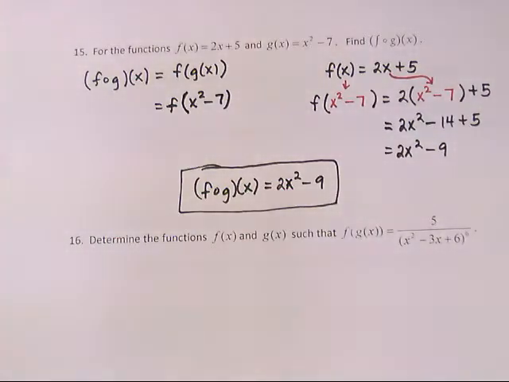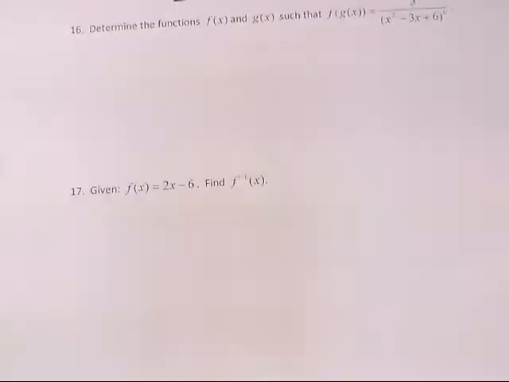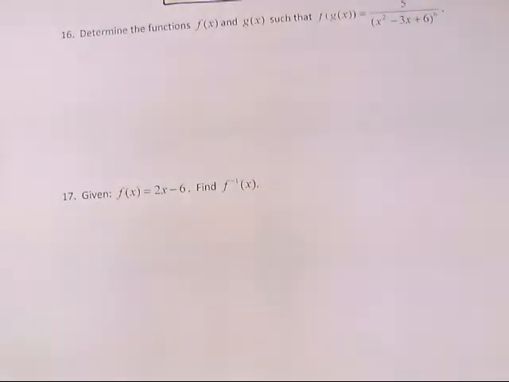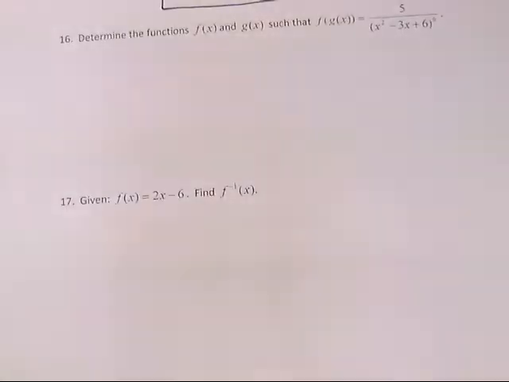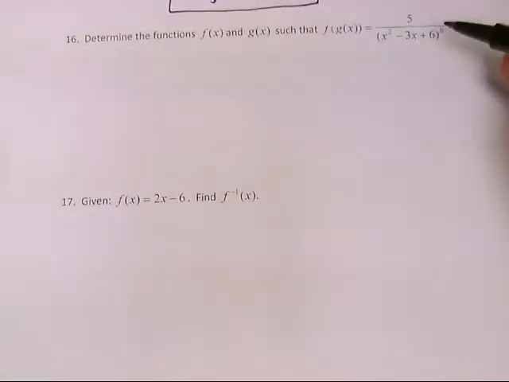So that's the composition of f with g of x. Alright, number 16. Determine the functions f of x and g of x such that f of g of x equals this expression: 5 divided by x squared minus 3x plus 6, and that quantity is to the 6th power.